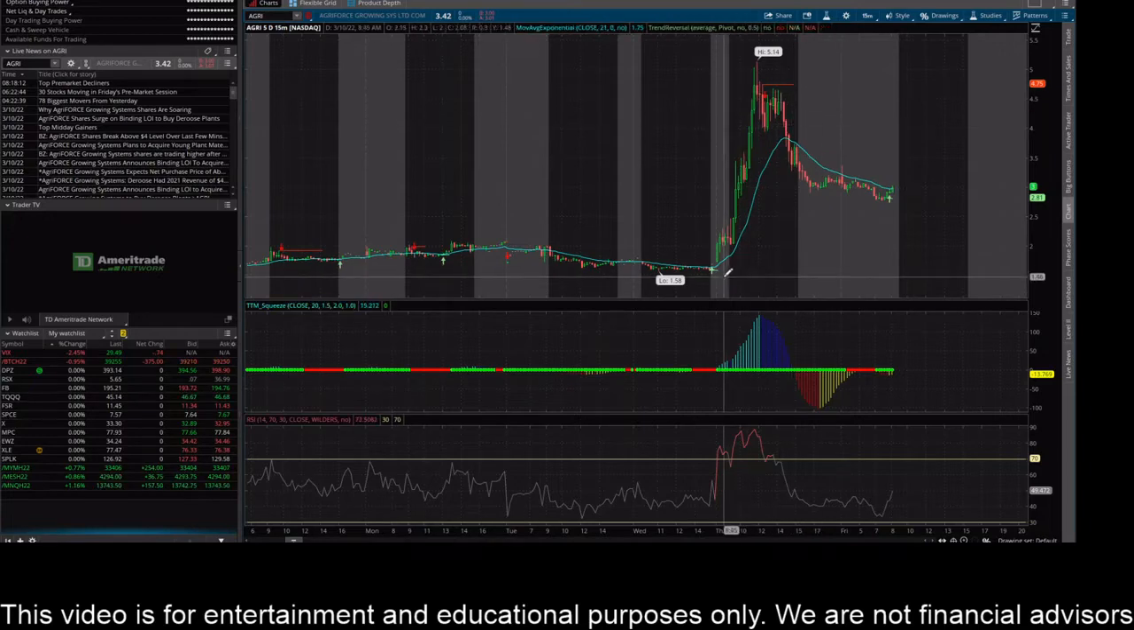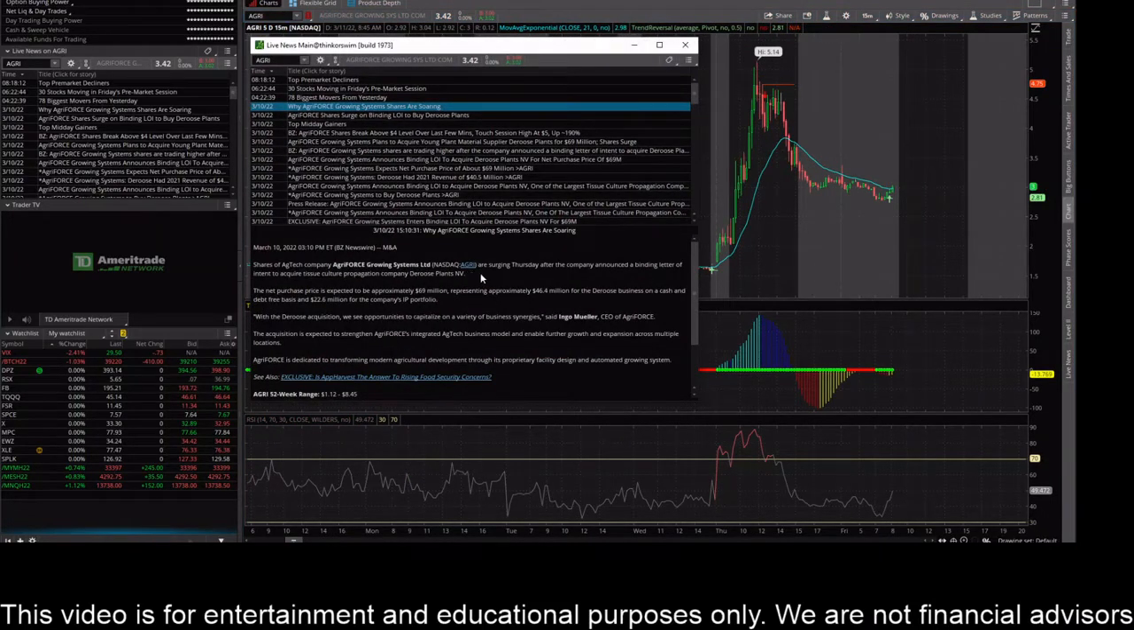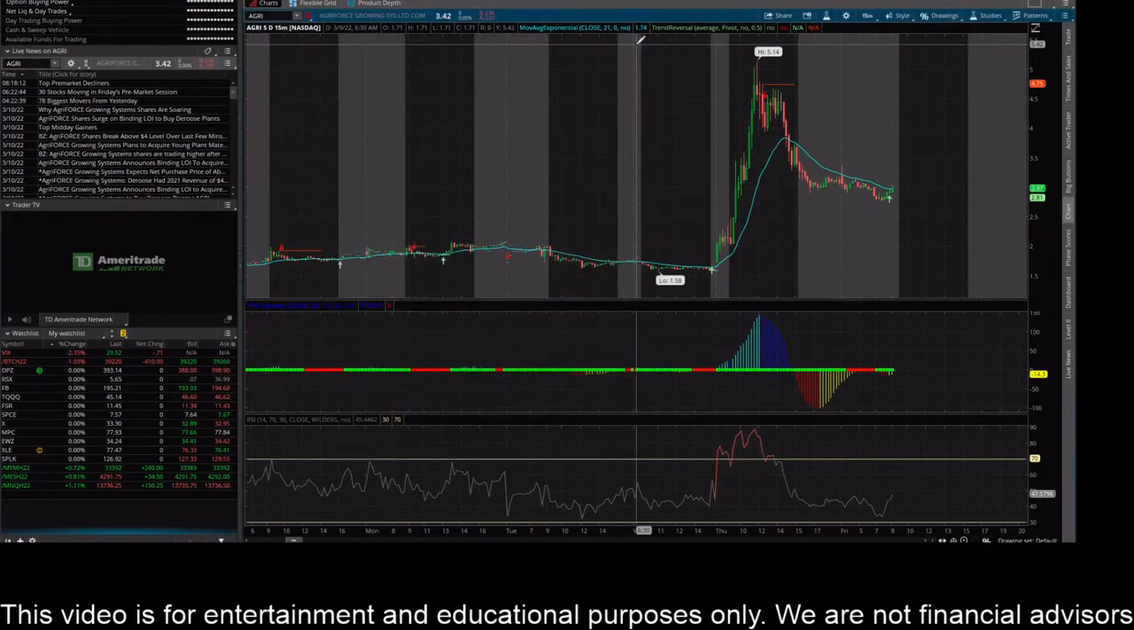So you can see they went on a crazy run. They were trading around $1.50, $1.60, and went on this crazy surge. This was due to acquisition news here. So it's saying these shares were surging Thursday after the company announced a binding letter of intent to acquire a tissue culture propagation company. The net purchase price is expected to be approximately $69 million, representing approximately $46.4 million for the business on a cash and debt-free basis, and $22.6 million for the company's IP portfolio. So that's some of the recent news here that triggered this massive move.